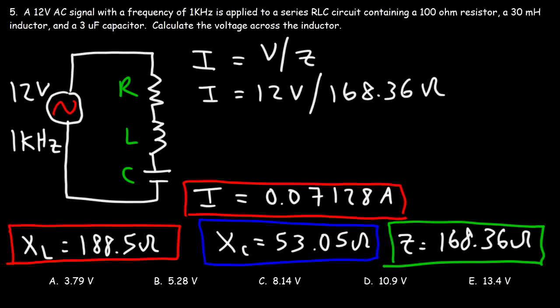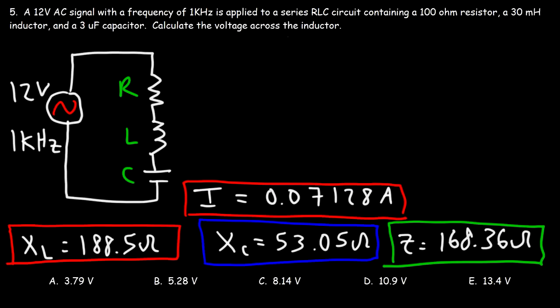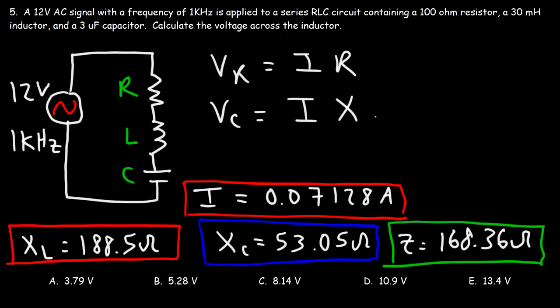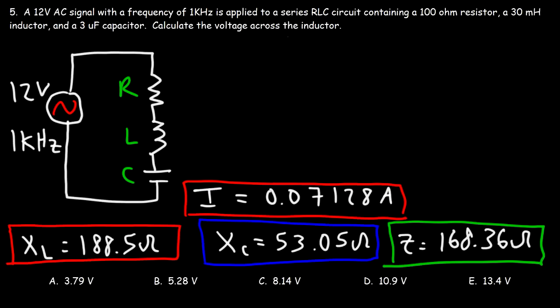So now that we have the current flowing in the circuit, we can calculate the voltage across the resistor, the voltage across the inductor, or the voltage across the capacitor. Let's say if we want to calculate the voltage across the resistor, it would be the current times the resistance. If we want to calculate the voltage across the capacitor, it's the current times the capacitive reactance. But for this problem, our goal is to calculate the voltage across the inductor. So it's the current times the inductive reactance.